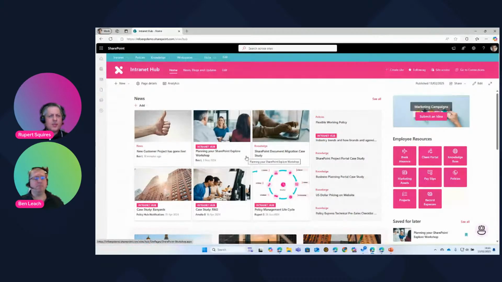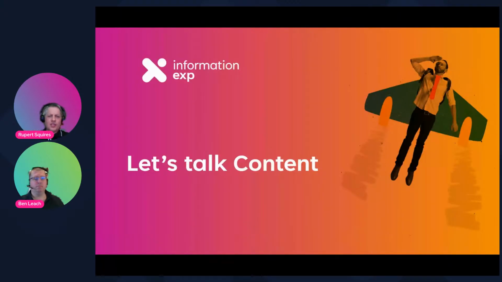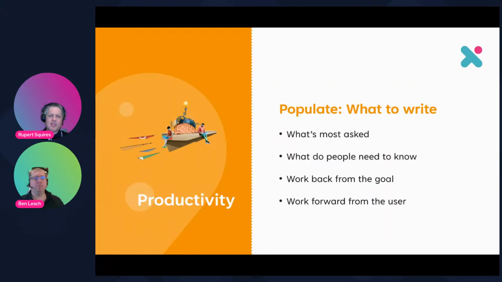Okay, let's move on to content. So we come back to the screen. Two key kinds of content we talked about: the productivity side, the engagement side. So I'm going to go a bit more quickly now. What to write for productivity? Really simply, actually, what do people ask those people in those roles, in those HR roles, IT roles? That's what people want to know. So that's really your starting point here.